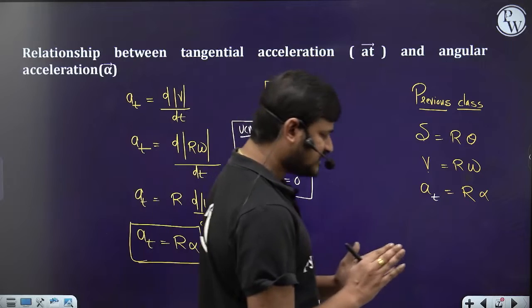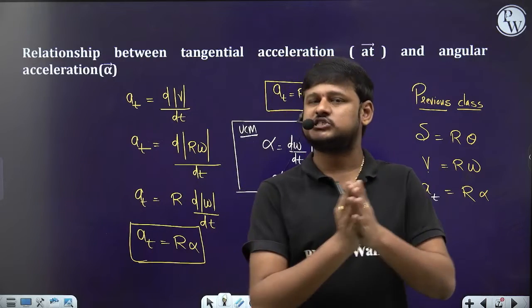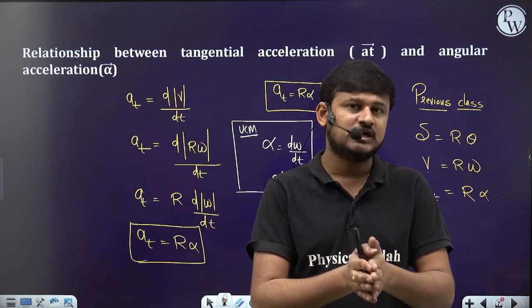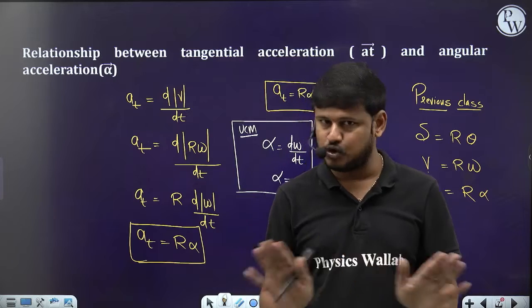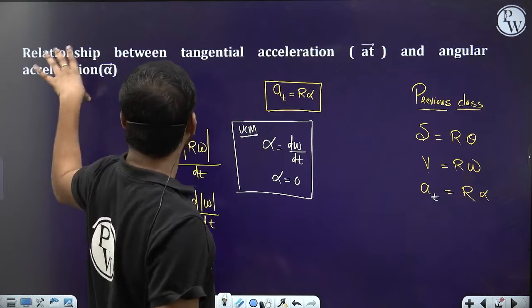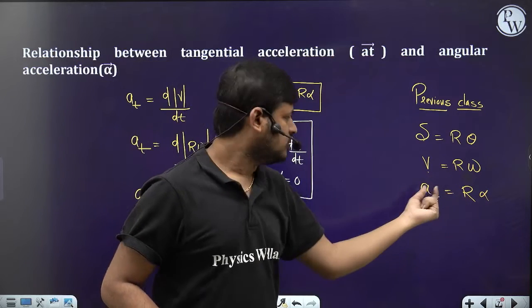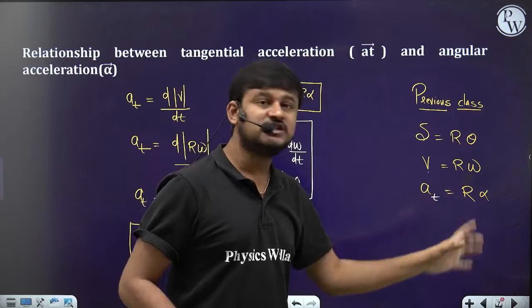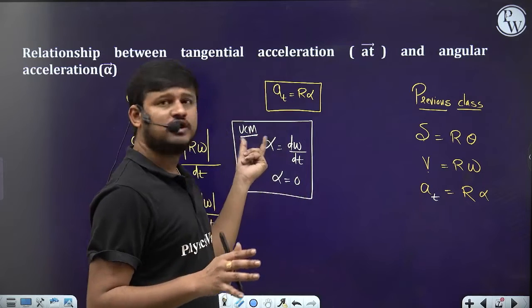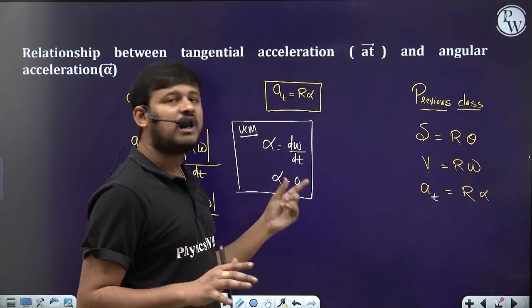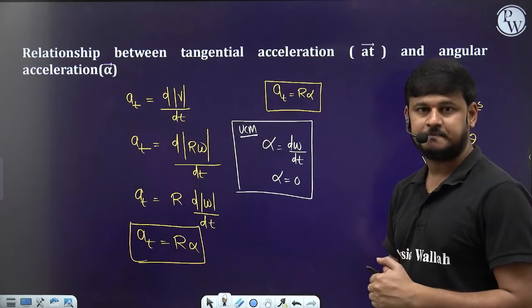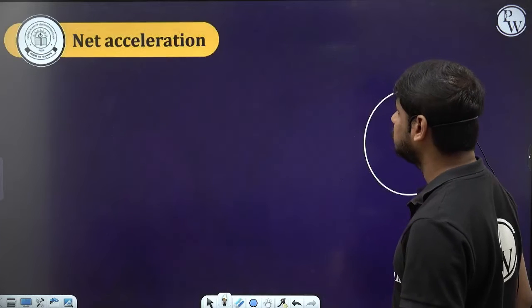So the centripetal acceleration is due to the change in direction of the velocity, and tangential acceleration is due to the change in velocity of magnitude as well as direction, both. Okay, and the relation between the tangential acceleration and angular acceleration is at equals r alpha. Between the centripetal and angular acceleration there is no relation, because the centripetal acceleration will occur only in uniform circular motion. So in uniform circular motion alpha, the angular acceleration, will be 0. Hope this concept is clear, guys, right? Chalo, so let's move further.